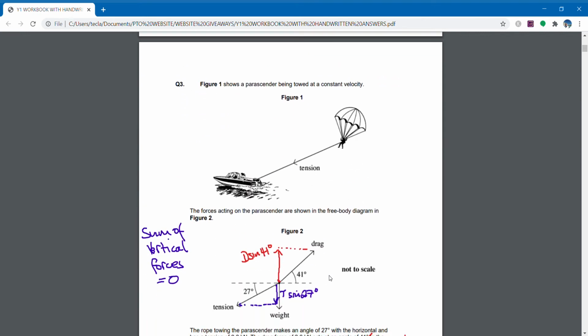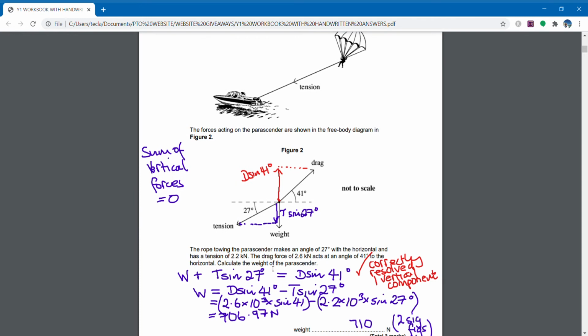Question 3. This is a parascender being towed at constant velocity. We're given the free body force diagram showing the forces acting and the angles at which they act. So we know that the sum of the vertical forces equals 0. In fact, it's going at constant velocity, so there's no resultant force acting. So the vertical forces must combine to equal 0. That's going to help us to find the weight of the parascender. We're given some values, we're given the drag and we're given the tension. That's going to be helpful.